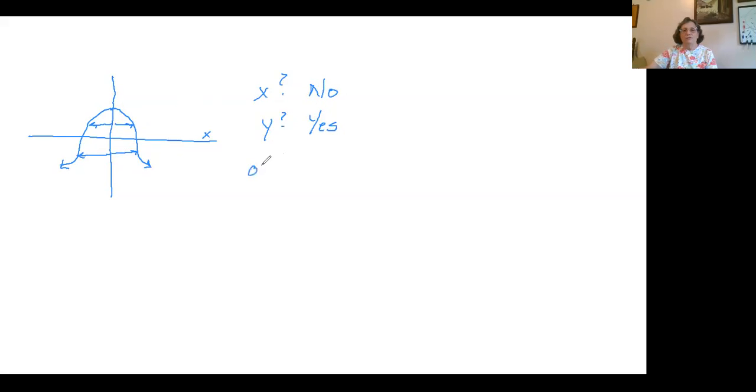Is it symmetrical to the origin? No, because if we turn this upside down, then we're going to get something along this line, which is a different graph. So it's not symmetrical to the origin.